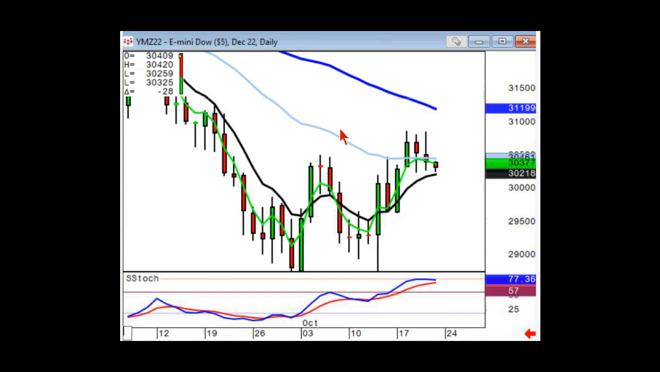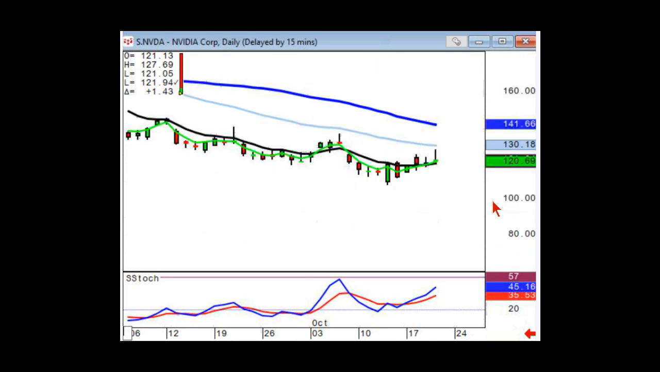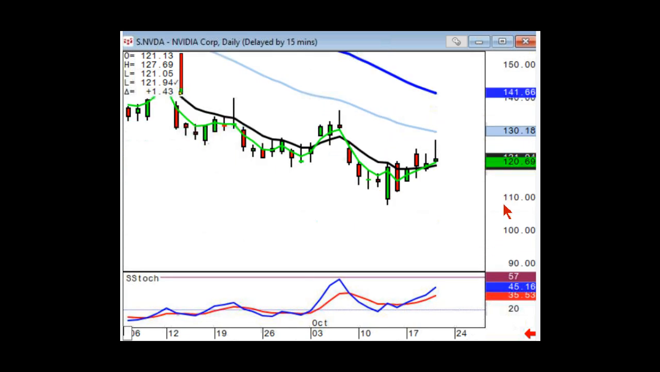So if we have the biggies not showing a lot of strength and the market not showing a lot of strength, that should make it a little more obvious that there isn't a whole lot of bullish sentiment coming into this market just yet.